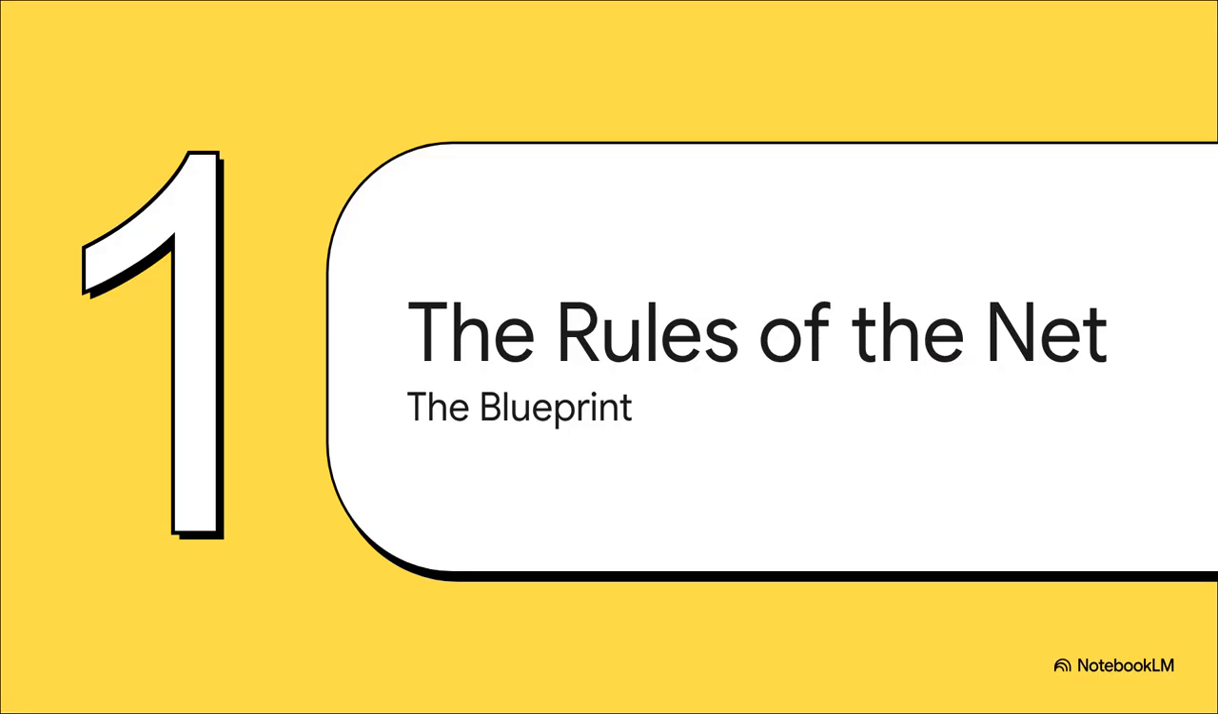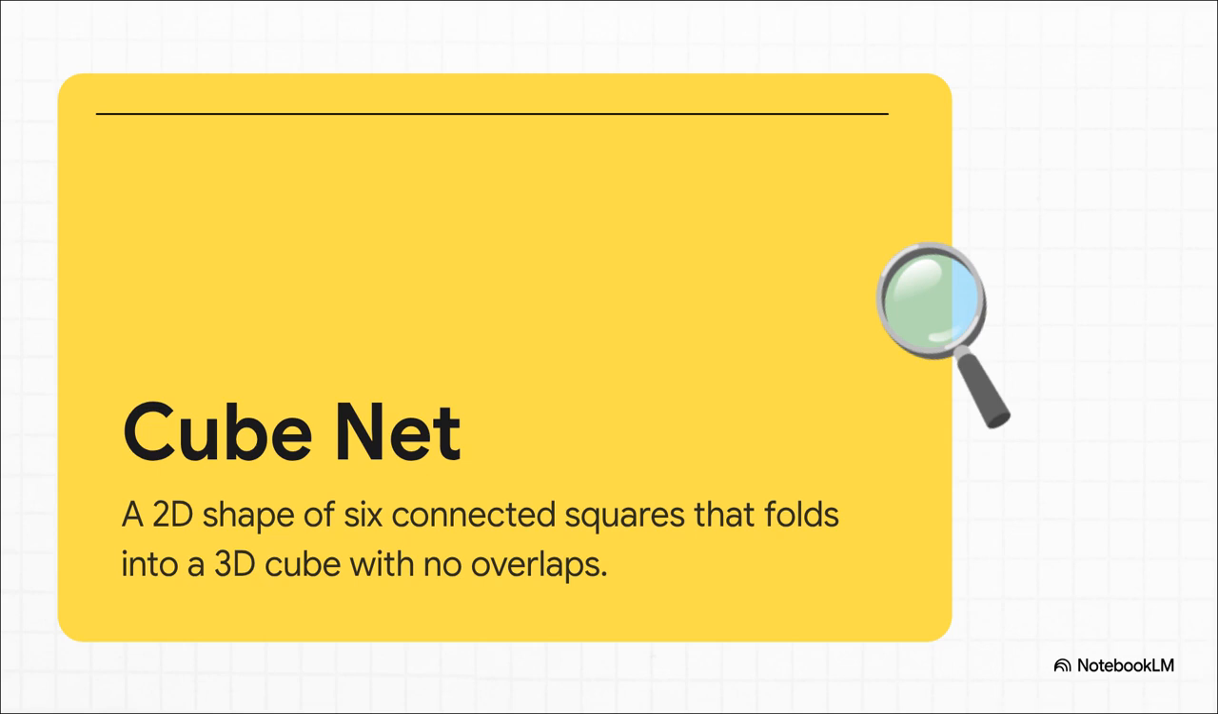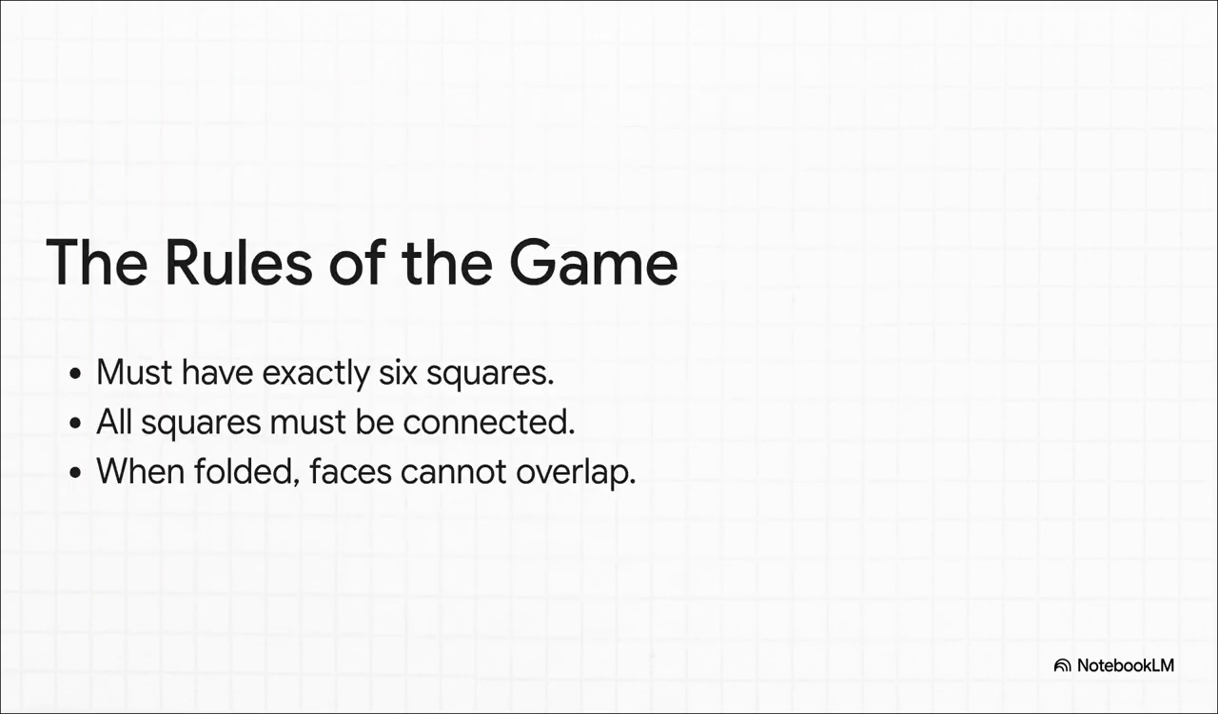Now, before we just start slapping squares together, we've got to lay down some ground rules. Because, as you're about to see, not just any old arrangement of 6 squares is going to work. In the world of geometry, these foldable patterns actually have a name. They're called nets. So what we're really looking for are cube nets. Think of it like a perfect 2D blueprint for a 3D cube, one that folds up perfectly with no gaps and no bits overlapping.